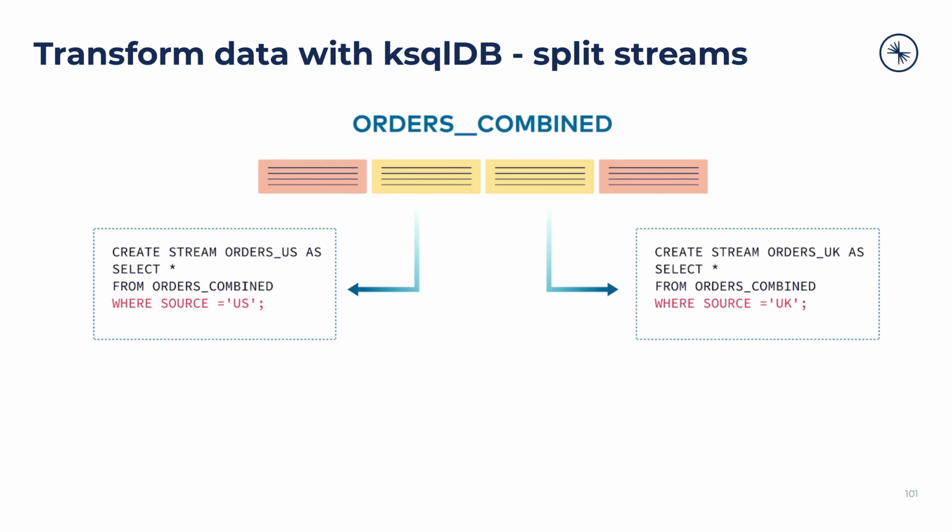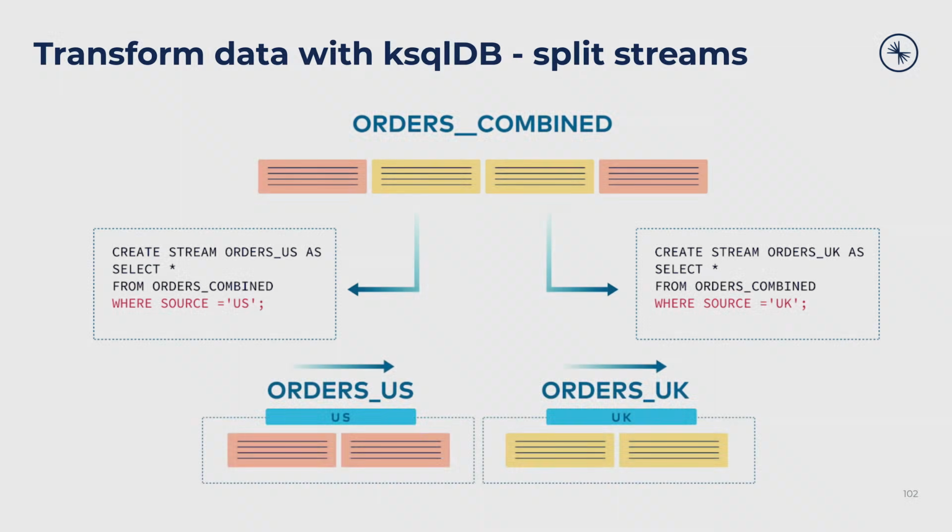Here, we create one stream with a select that is only getting US orders, and we create another stream with a select for UK orders. Now, US and UK specific applications can read from streams that are custom built for them and not have to worry about filtering out events that don't apply.